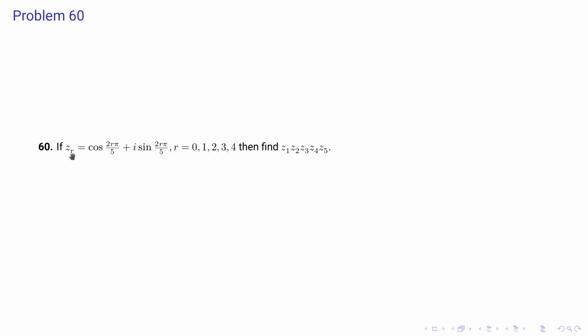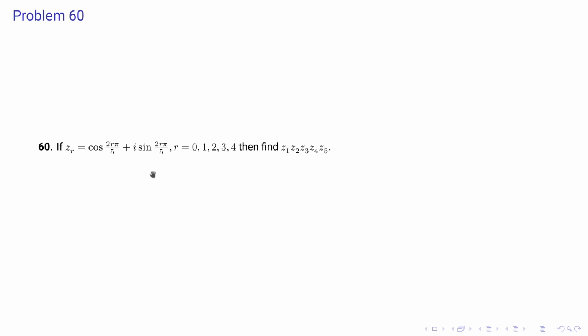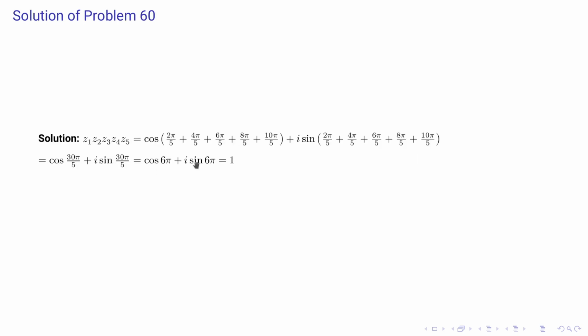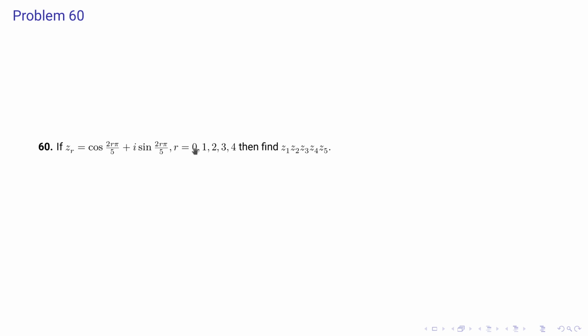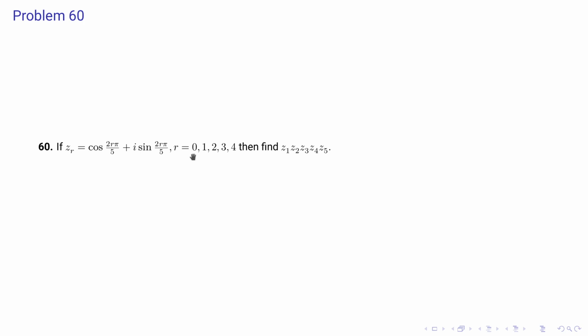Problem 60 says that if z to the power r, that is zr, is equal to cos 2r pi by 5 plus i sin 2r pi by 5, where r is equal to 0, 1, 2, 3, 4, then find z1, z2, z3, z4, z5. So we solve this. Okay, so one thing, I think I made a mistake here. You can assume that r starts from 1 and goes up to 5. The original question is 0 to 4, but you can think it is 1 to 5.